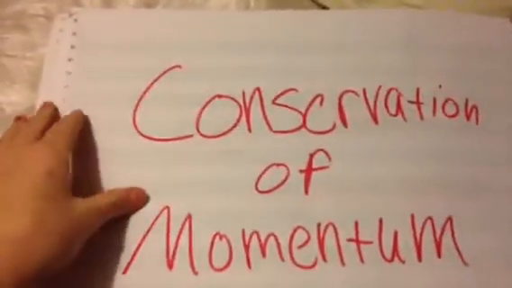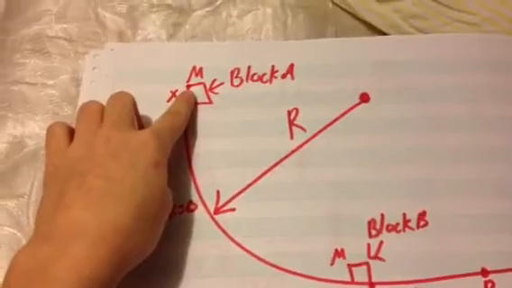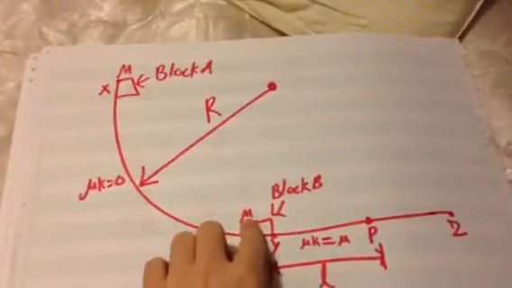My project is on the conservation of momentum by Aubrey Greenwood. So this is the picture for our problem, and it is when block A slides down and collides with block B, and then they slide together.